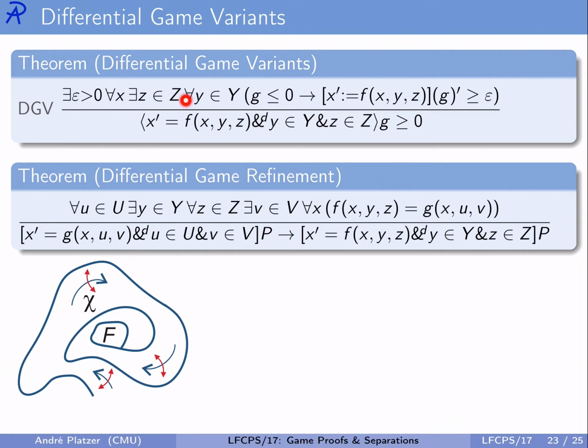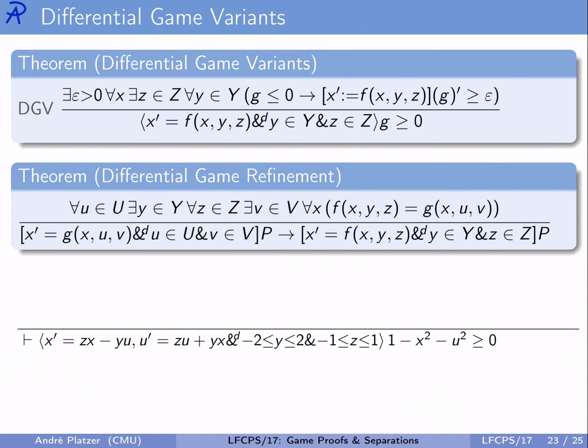We'll notice that the order of quantifiers is slightly conservative here, so even if Demon y chooses first, Angel z chooses second, here we've swapped the order, which is conservative and sound. With that, for example, you can prove that in a spiral game, you can make sure that 1 minus x squared minus u squared is always greater than 0, where x prime is following zx minus yu, and u prime is following zu plus yx, where Demon is choosing between minus 2 and 2 the y, and Angel is choosing between minus 1 and 1 the z.